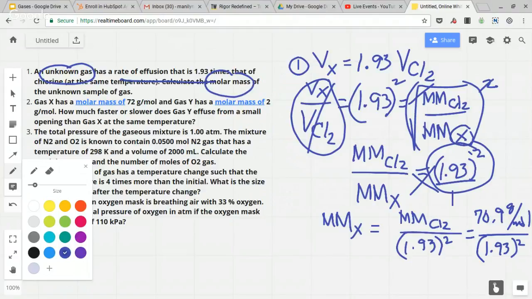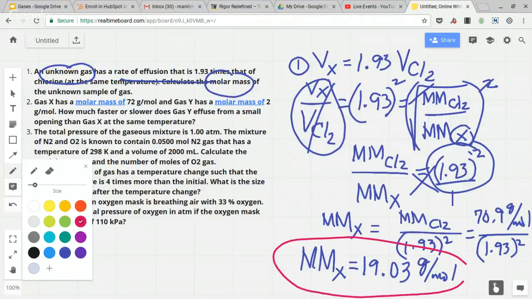Trace it from the very first step of this problem. So get ready with your calculator and input the final expression: 70.9 divided by 1.93 squared. I hope you're inputting that right now with me. Hopefully, you will get the molar mass of that unknown gas to be 19.03 grams per mole. Let me highlight that. This is the final molar mass of the unknown gas.